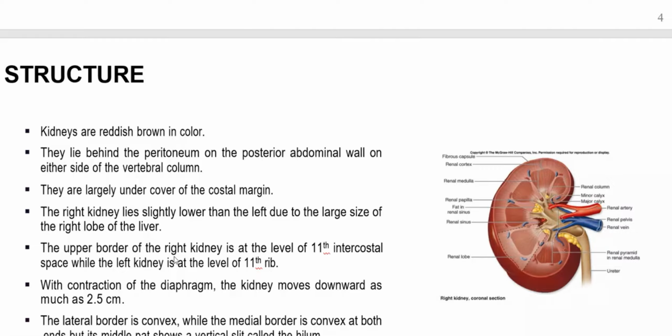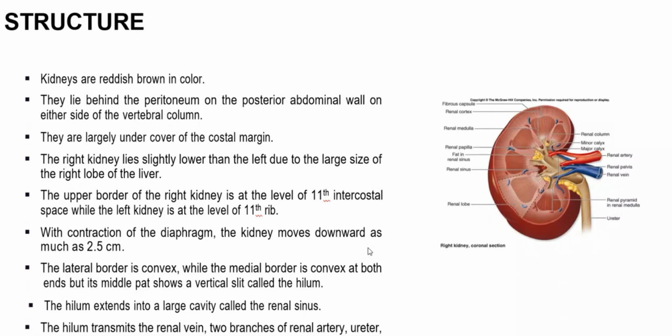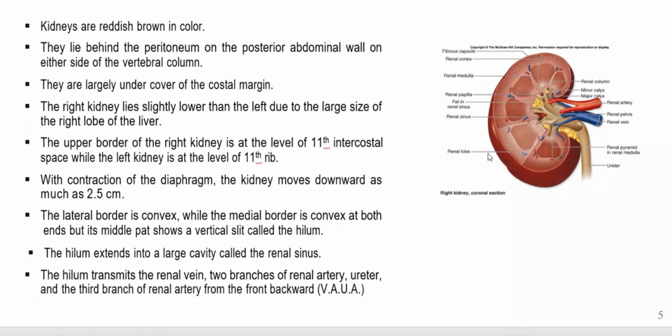The upper border of the right kidney is at the level of the 11th intercostal space, while the left kidney is at the level of the 11th rib. So these are the structures of the kidney.